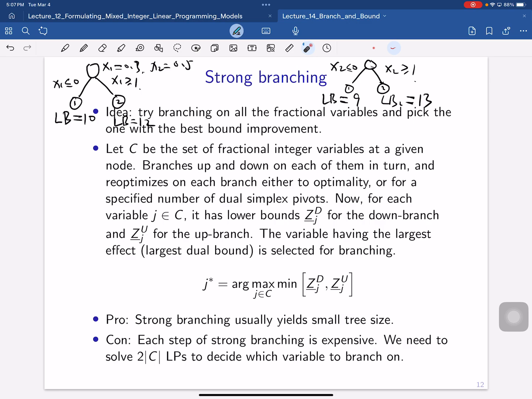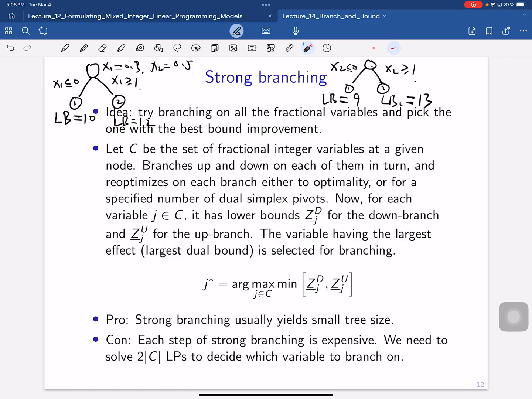Right? In this case, you have 2 fractional variables. You need to solve 4 linear programs in order to estimate the improvement. Okay, and then at the end, you will pick the one that gives you the maximum lower bound among the minimum of the 2 branches. Okay, 2 nodes you just created, right?